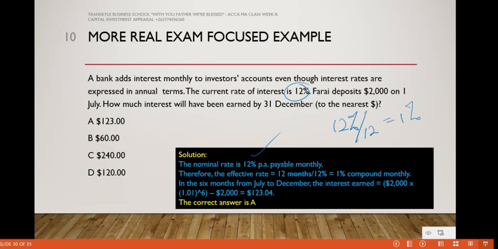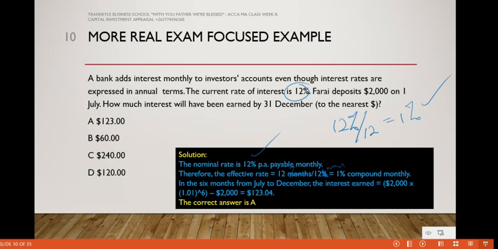All right, then in the 6 months from July to December, the interest earned is equal to 2000 multiplied by 1 plus R. And remember, our R is now 1%. So 2000 multiplied by 1 plus R, our R is 1%, so this is 1.01 to the power 6. Remember, we are only having 6 months from 1 July to December, so this is why we are saying to the power 6.